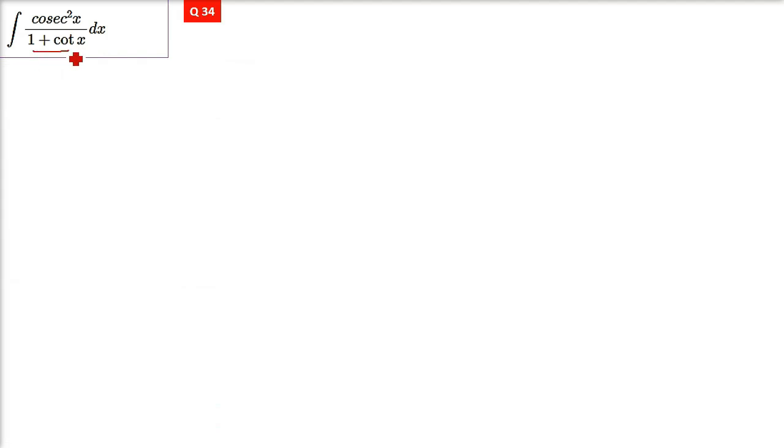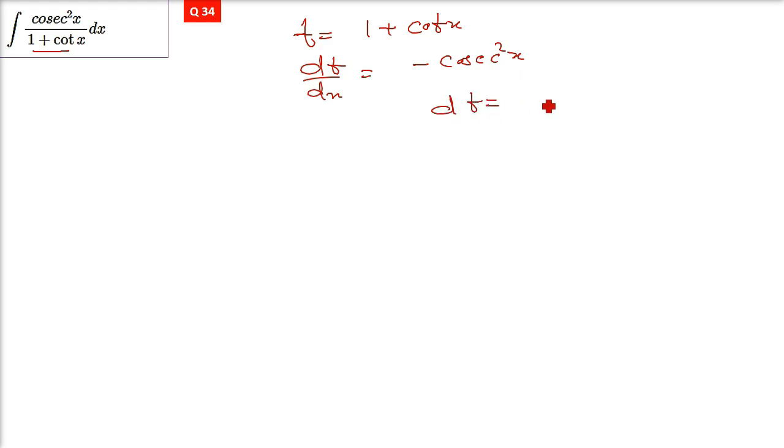So again, 1 plus cot x can be directly placed as t, and you'll get cosec square x dx directly. So t is equal to 1 plus cot x. When you differentiate this, dt by dx is going to be, derivative of cot x is minus cosec square x. Because you need cosec square x only, so the negative will go on the left hand side. So dt is actually minus cosec square x into dx. So this cosec square dx completely becomes now negative dt. So negative you can take outside dt.